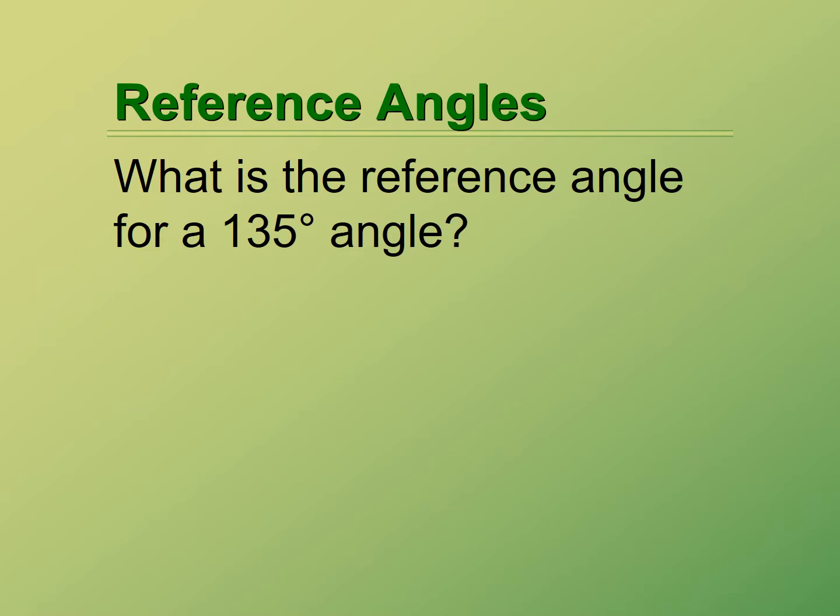For a reference angle of 135, that would be in the second quadrant. So we would do 180 minus 135, and that gives us 45. A reference angle for 300: 300 is in the fourth quadrant, which means we would do 360 minus 300, which is 60. So you'll notice that 60 and 45 are special angles, which means, yes, they are going to have our special trig ratios.